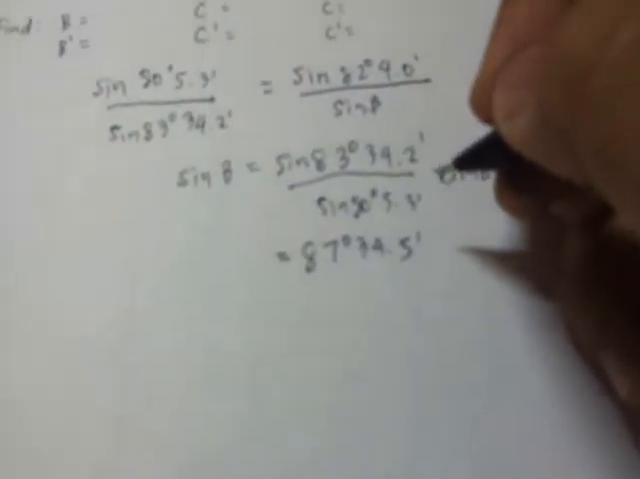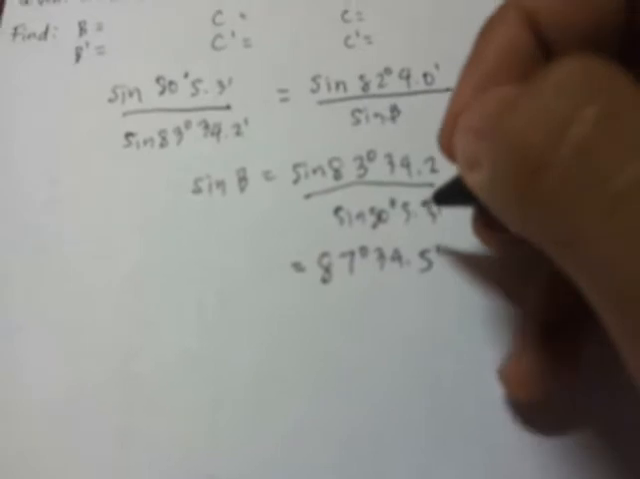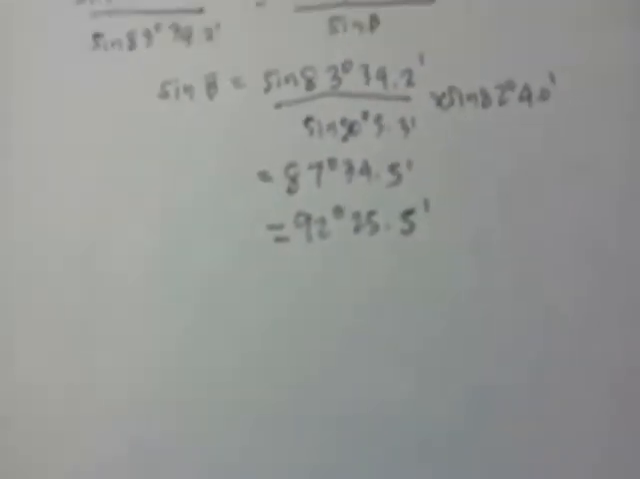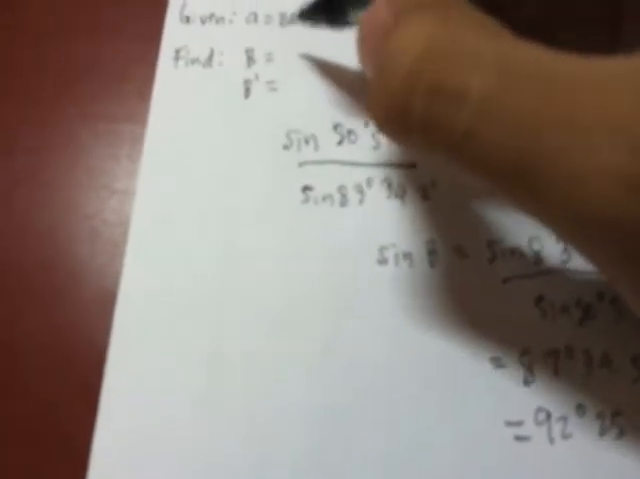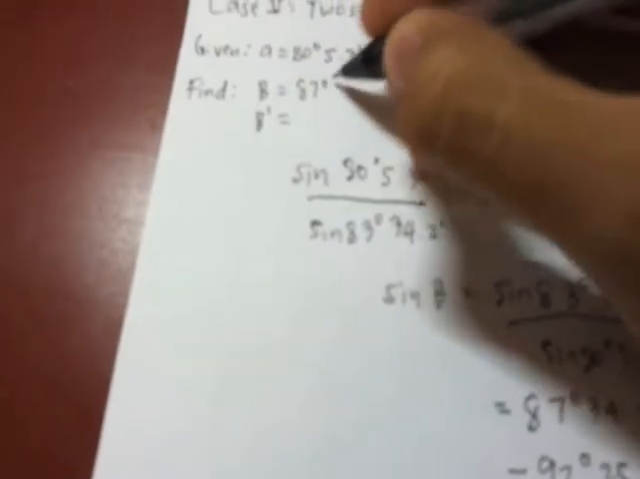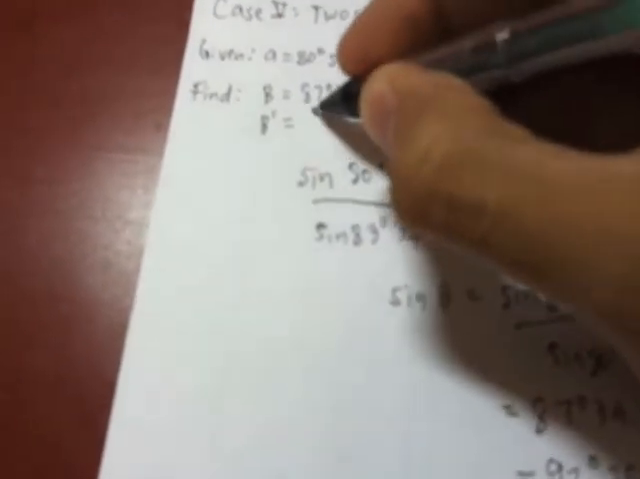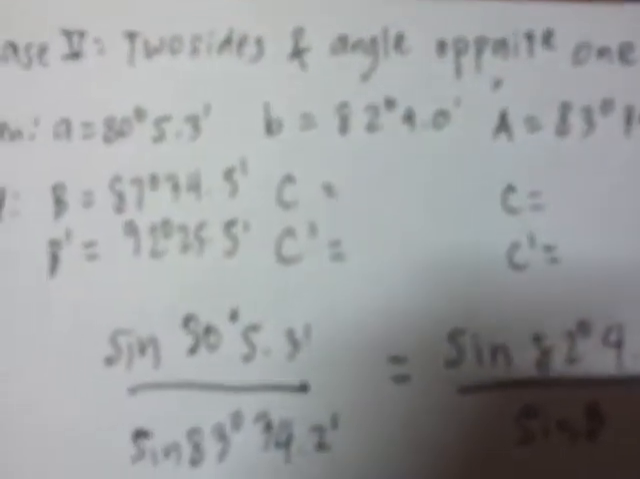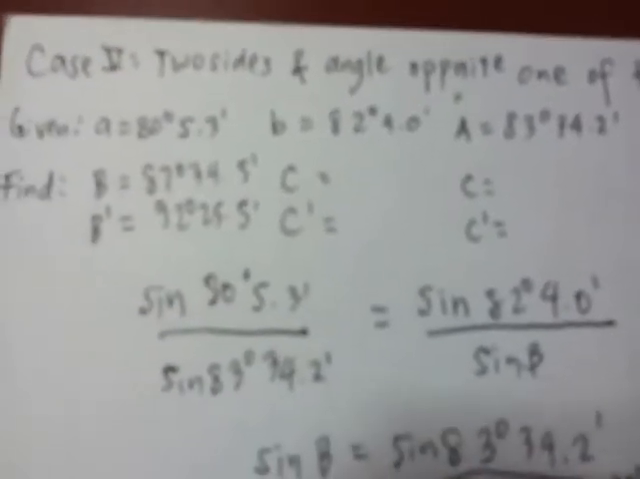But remember that sine is present in the first and the second quadrant, so it is also 92 degrees 25.5 minutes. So we just obtain the supplement. So in that case, we have two values for b. Let's write it here: 87 degrees 34.5 minutes, 92 degrees 25.5 minutes. So in this case, it is possible that we can have two solutions.